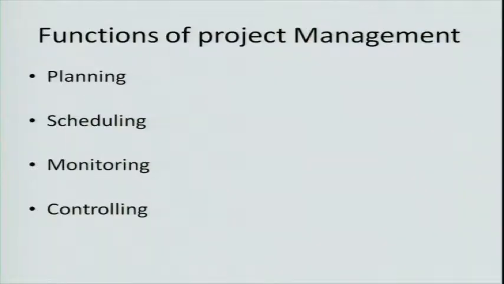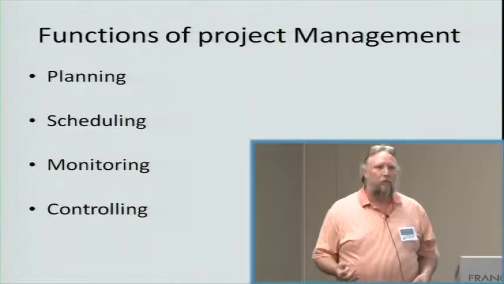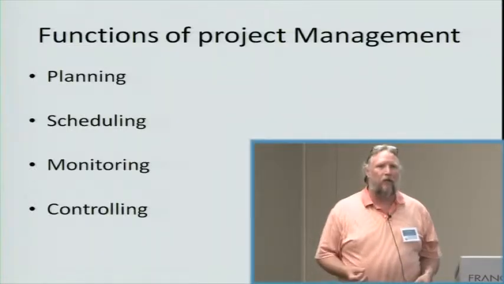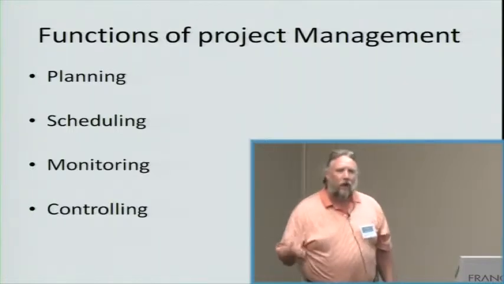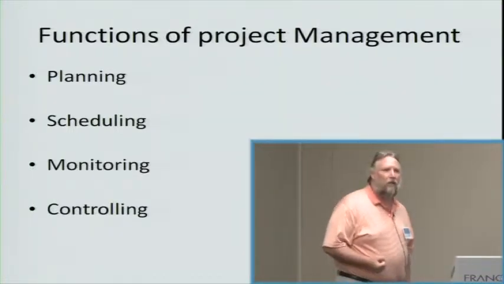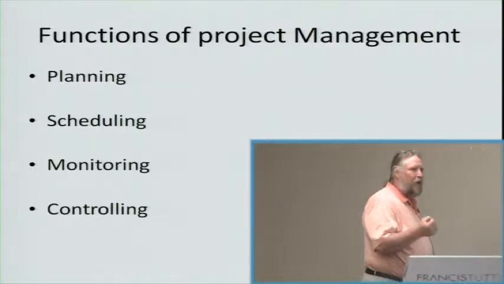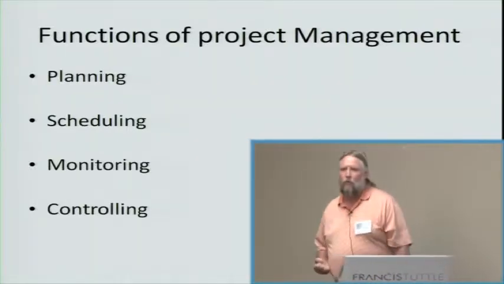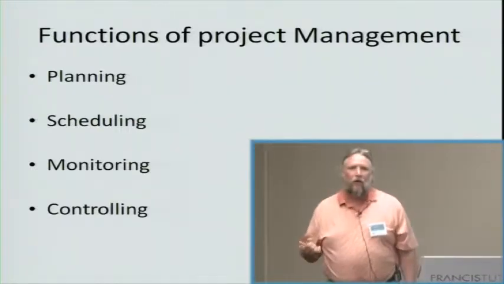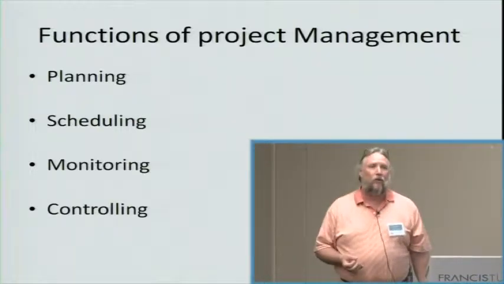Essentially, the functions of project management are planning, scheduling, monitoring, and controlling. We're going to plan the project, because without a plan, we don't know what we're doing. We're going to schedule the project so we know the time frame in which we're going to do it. And then after we have a plan and a schedule in place, we need to monitor the program to make sure that we're actually doing what we said we were going to do.